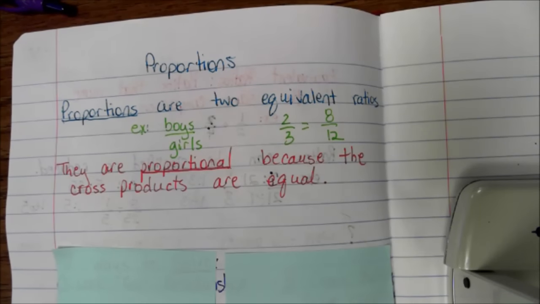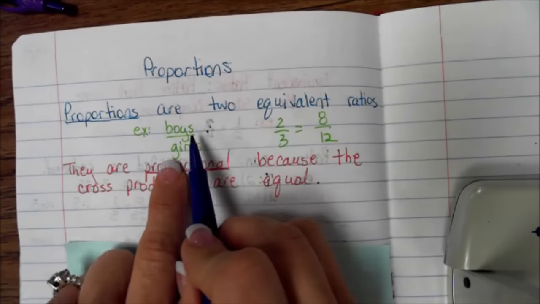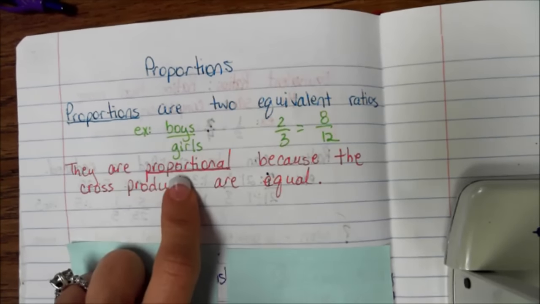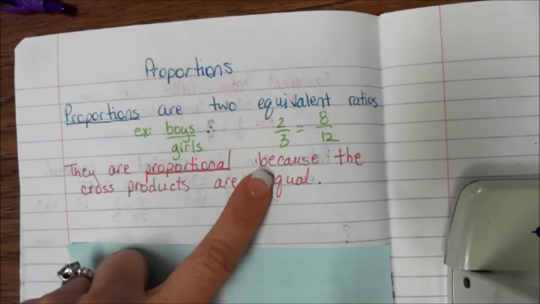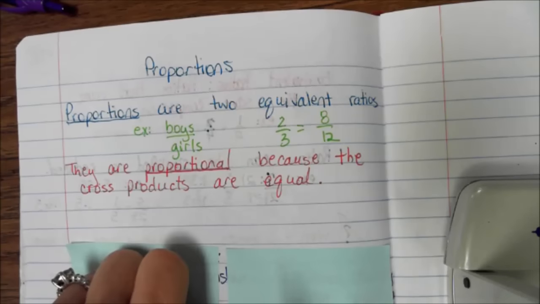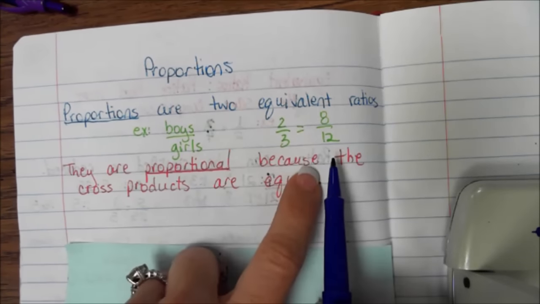All right, let's look at this first definition. What does this say, Mr. Hines? Proportions are two equivalent ratios. Now, we learned yesterday that equivalent ratios are just fractions, and equivalent means they're equal. So, for an example here, if we did boys to girls, and we said there were 2 to 3 boys to girls, that is equivalent to 8 to 12.